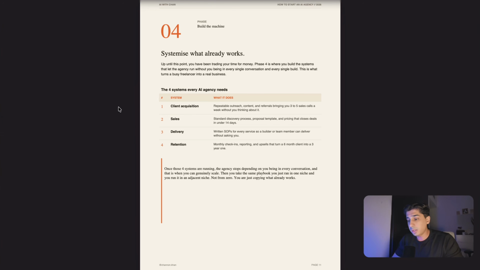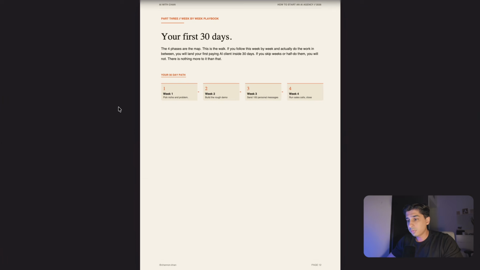And then you take the same playbook you just ran in one niche, and you can run it in an adjacent niche, right? Not from zero, because you already have a proven system. You're just copying what already works. So if, let's say, you're doing it for mortgage brokers, an adjacent one would be real estate companies, or real estate agents, just as an example. So those are the 4 phases.